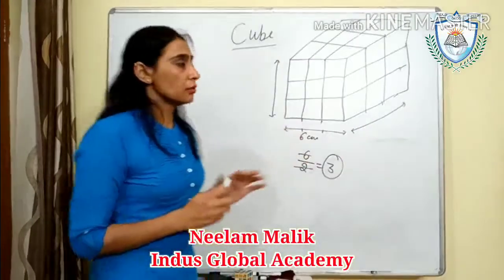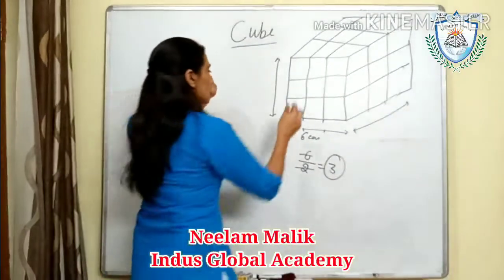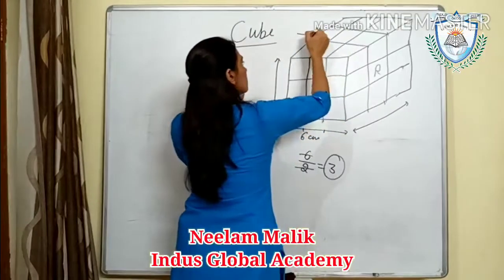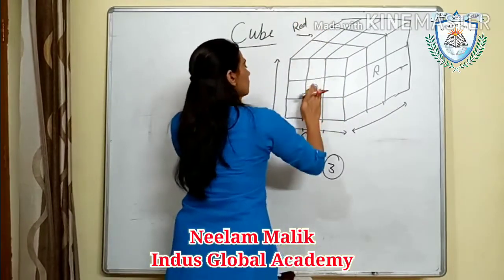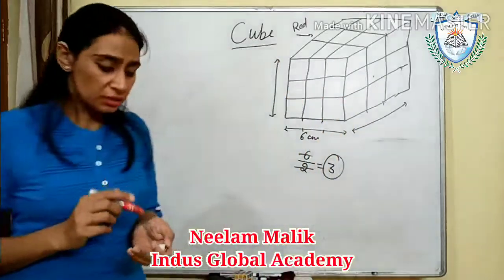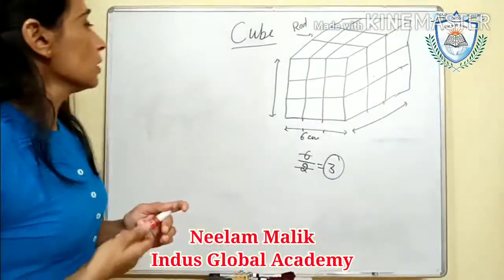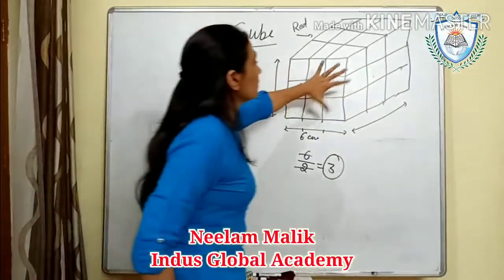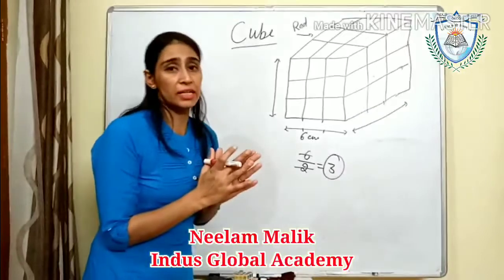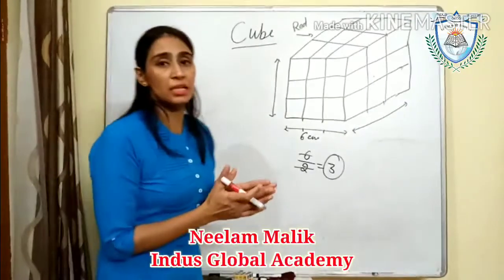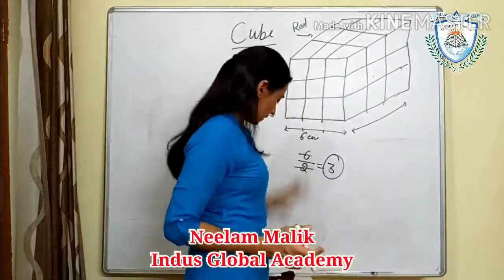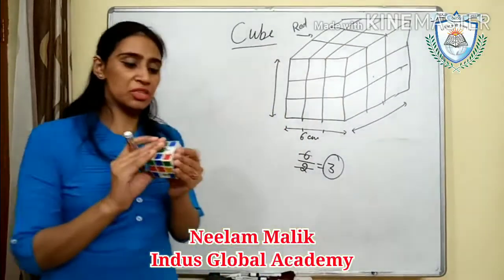Suppose this is colored. This is red, these all are red, and these all are red. Means we colored this cube completely with red color, but the inside is not colored. We can only color the outside area, we cannot color the inner area. So we will understand from this small cube.